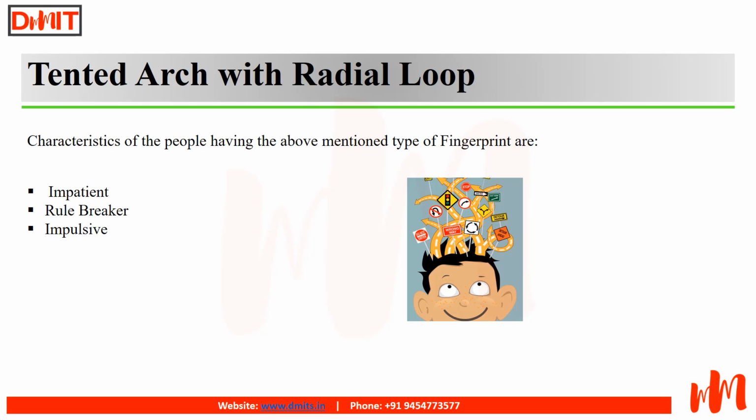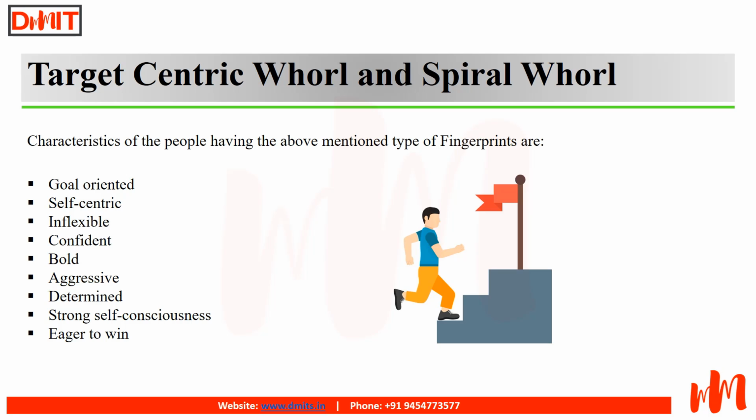Next is target centric whorl and spiral whorl. The people who have such type of fingerprints are generally more focused, goal oriented, self centric, inflexible, confident in whatever they do, bold, aggressive, determined, they possess strong self consciousness, and they are eager to win. So these are the characteristics that such people possess.